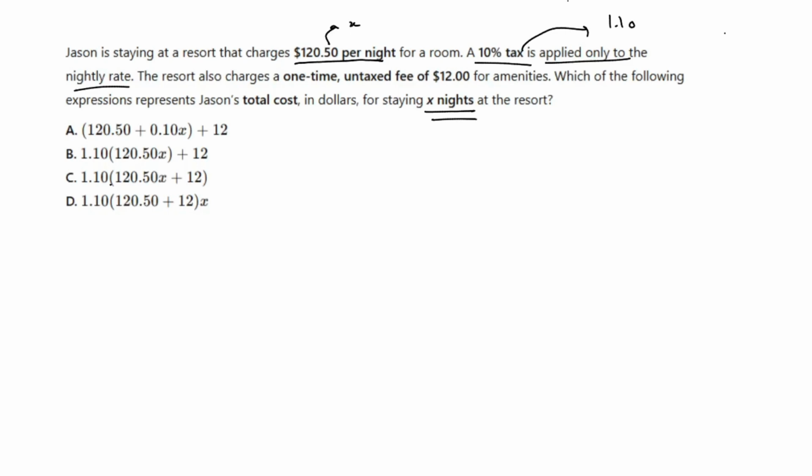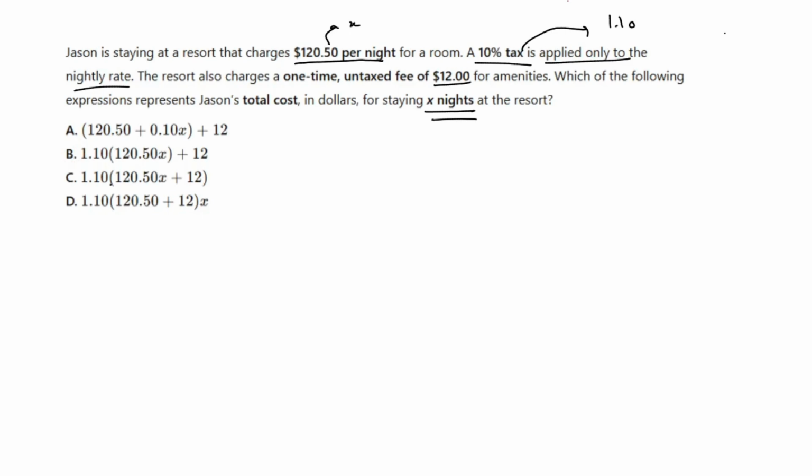All right. So the resort also charges a one-time untaxed fee of $12. So I know that this $12 has to be outside of the brackets, right? Okay. And which of the following expressions represents Jason's total cost? So by looking at what we basically need to know, we'll see that the answer is B.